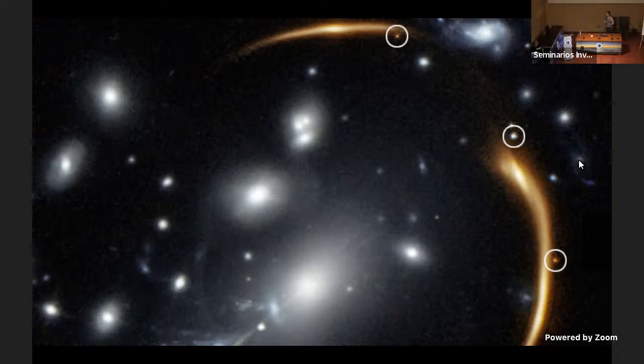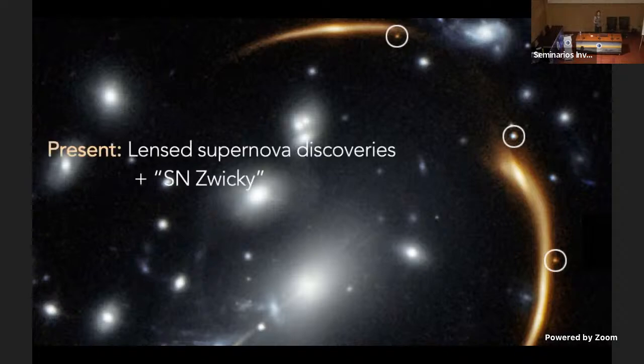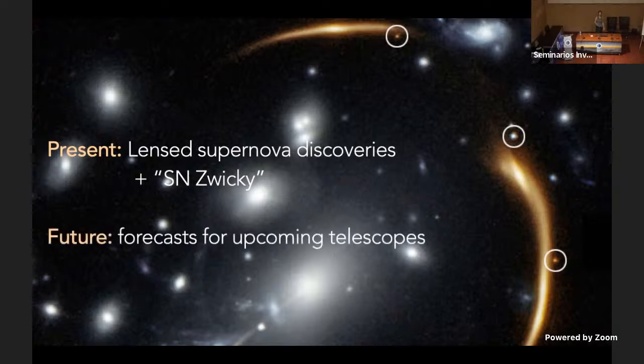So in this seminar, we'll go over the physics behind these weird optical effects and also how we can use them to learn more about the universe. We'll explore the state of the field of lensed supernova discoveries and dive deeper into one particular discovery of supernova Zwicky. And then we'll look ahead to the future, where upcoming telescopes are predicted to discover orders of magnitude more lensed supernovae than we currently have, which will completely transform the field.